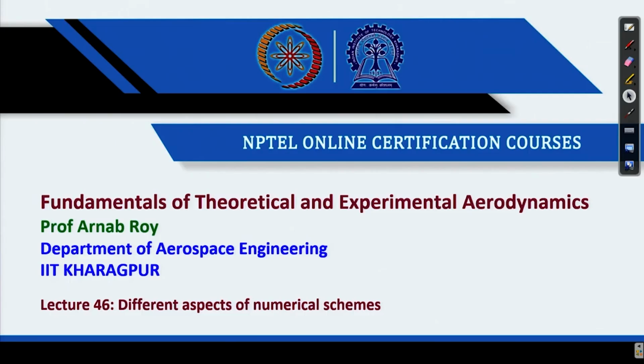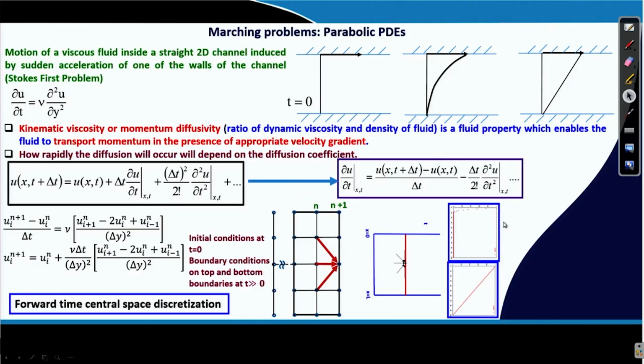In this lecture, we will continue our discussion on discretization of partial differential equations and different aspects of numerical schemes. In the previous lecture, we had discussed the finite difference methods approach and its application to discretization of the Laplace equation. In this lecture, let us look at the marching problems, the parabolic and the hyperbolic partial differential equations, and we will take one model equation each for studying them.